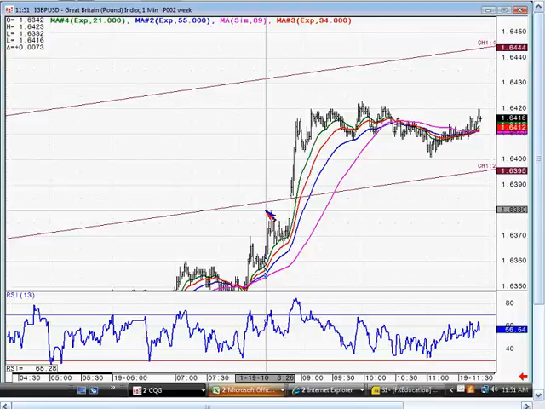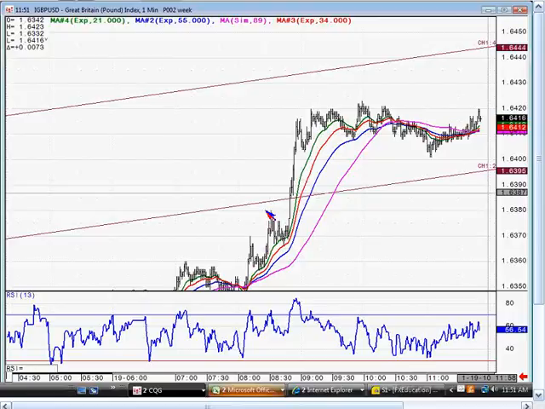So what you should be doing is always use your analysis on a higher time frame. And when you take your trade on a lower time frame, that's where you get your least risk with the most reward, right? So that's what I would suggest.